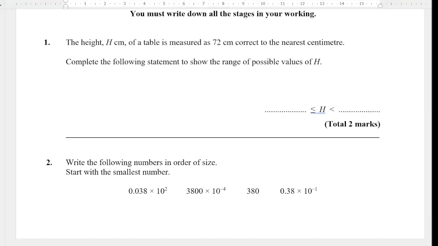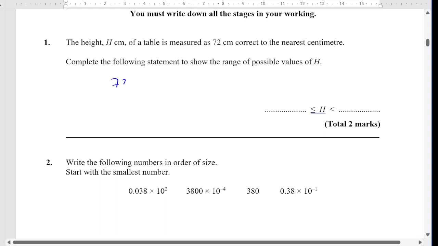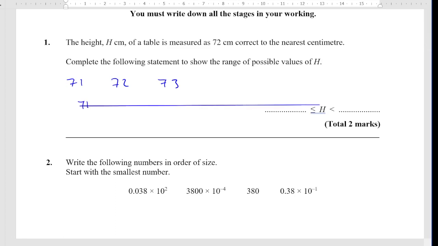Okay, so the information we're given here is that it's been rounded to 72 as opposed to 71 or 73. So the smallest possible value it could be would be 71.5. And the largest it could possibly be would be 72.5, although technically speaking we would round that up. But with the use of the inequality symbols, that works perfectly because that reads h is greater than or equal to 71.5 but less than 72.5.